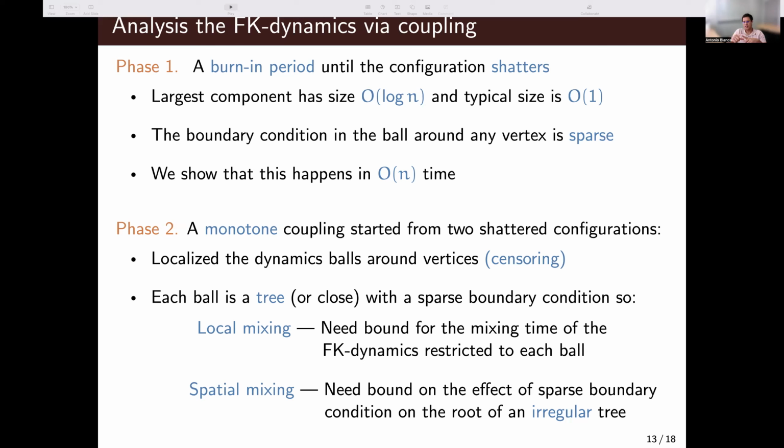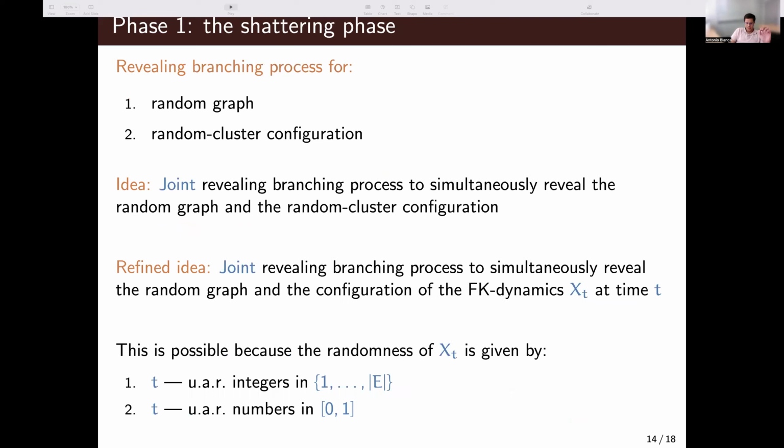But we also need what is called a spatial mixing bound, which means that we need to show that the configuration at the boundary of the tree, at the leaves of the tree, doesn't really influence what is happening at the root of the tree. Yeah. So with these two ingredients, especially with the second one, it's fairly standard to get a bound on the coupling.